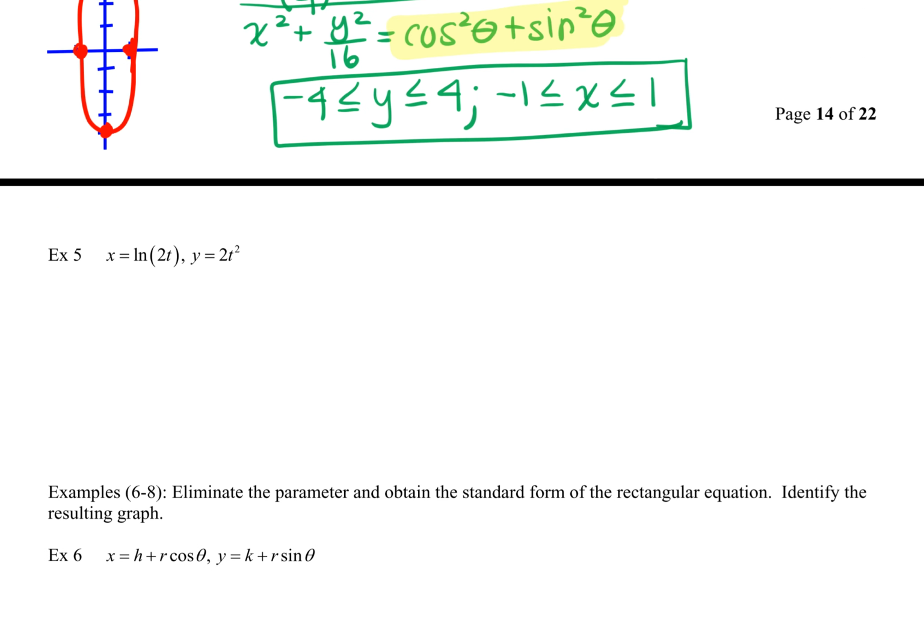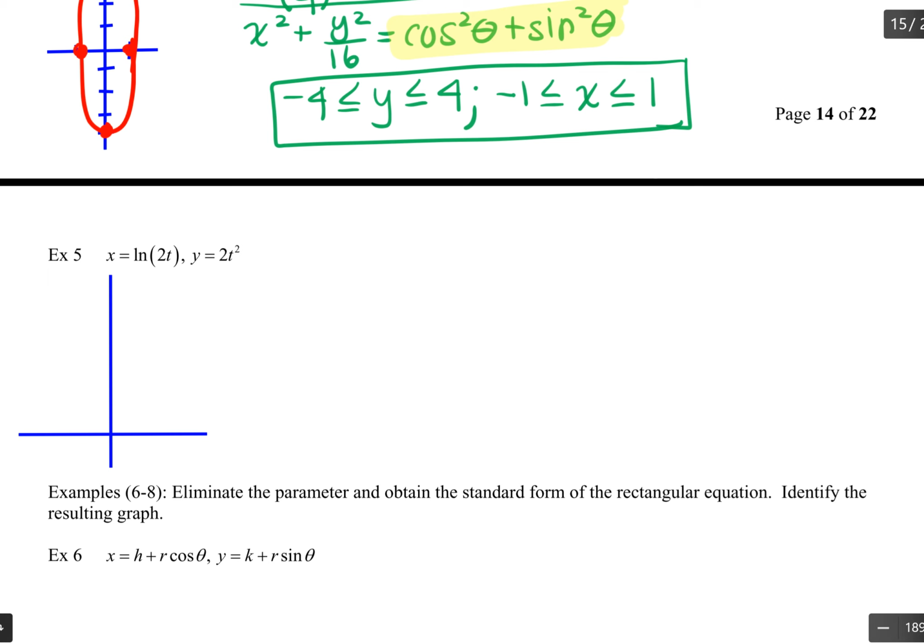Moving on to number 5. So now we're going to look at natural logs and exponentials. These are all functions that we've worked with throughout the year. They're all coming back. Don't forget all of the rules and properties for each of the types of functions that we are working with. So before we actually make our graph on our graphing calculator, let's think about what the restrictions would be on the x and on the y values for this parametric equation.